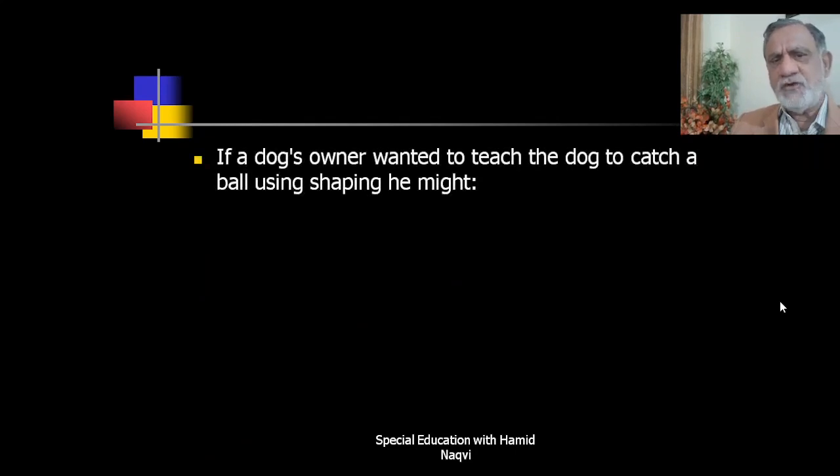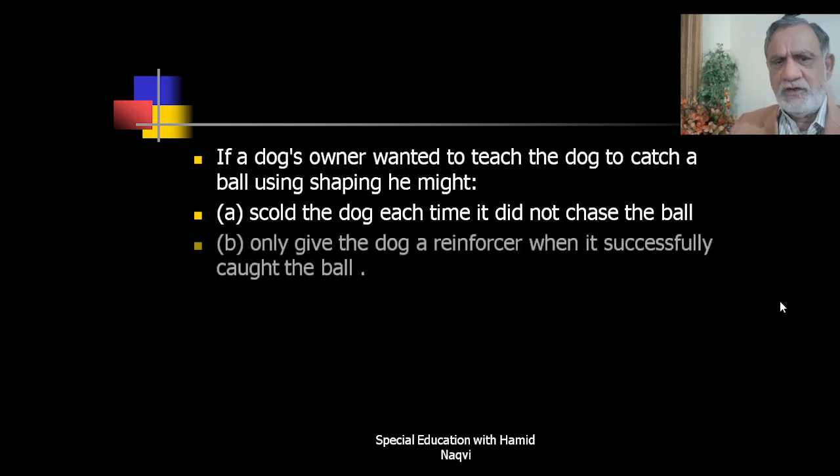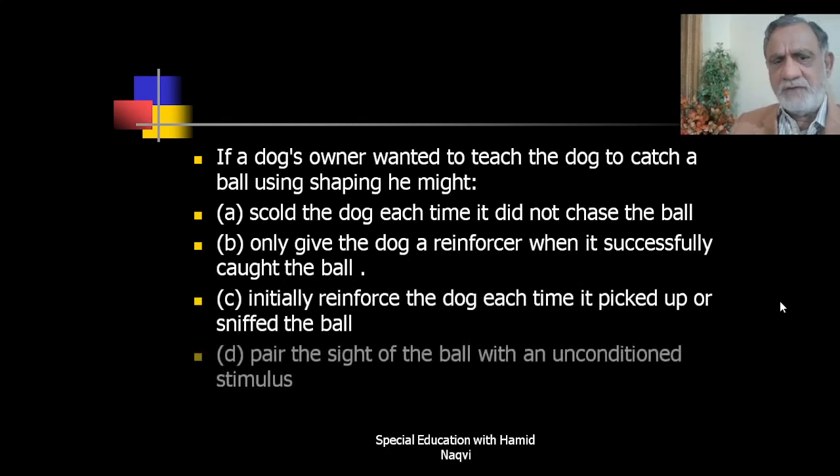If a dog's owner wanted to teach the dog to catch a ball using shaping, he might scold the dog each time it did not chase the ball, only give the dog a reinforcer when it successfully caught the ball, initially reinforce the dog each time it picked up and sniffed the ball, or pair the sight of the ball with an unconditioned stimulus. Correct one is C. Initially reinforce the dog each time it picked up or sniffed the ball.